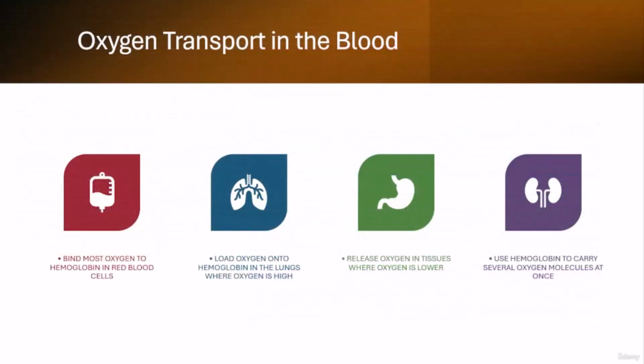Most of the oxygen in the blood does not float around freely because the amount dissolved in plasma is very small. So almost all the oxygen binds to hemoglobin inside red blood cells, and hemoglobin can carry 4 oxygen molecules at a time. It loads oxygen in the lungs where the oxygen level is high and releases it in the tissues where the oxygen level is lower. This switching makes hemoglobin a very efficient transporter.